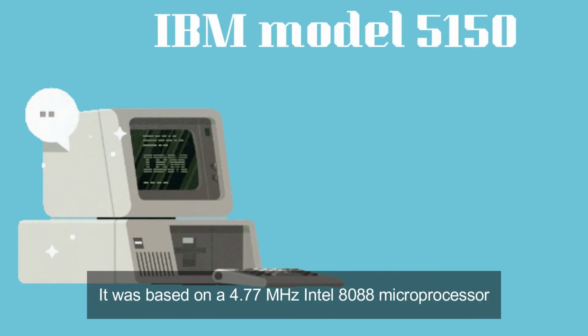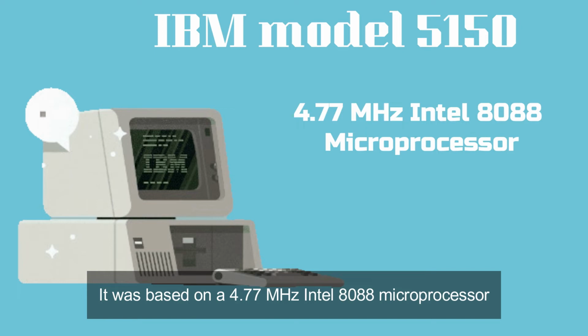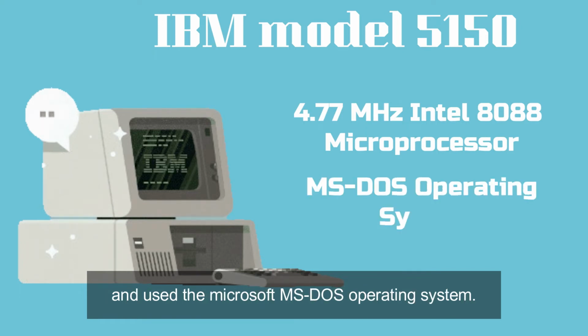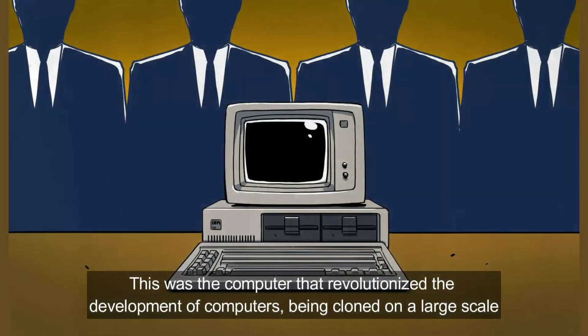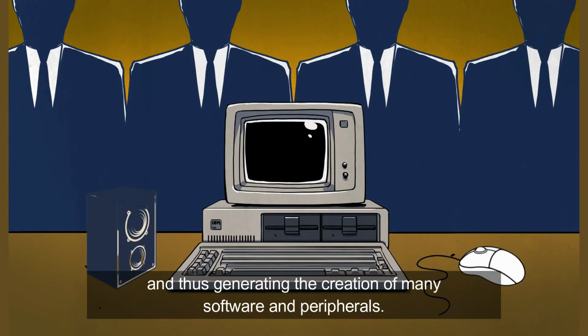In 1981, IBM launched the first IBM PC, officially known as the IBM Model 5150. It was based on a 4.77 MHz Intel 8088 microprocessor and used the Microsoft MS-DOS operating system. This was the computer that revolutionized the development of computers, being cloned on a large scale and thus generating the creation of many software and peripherals.